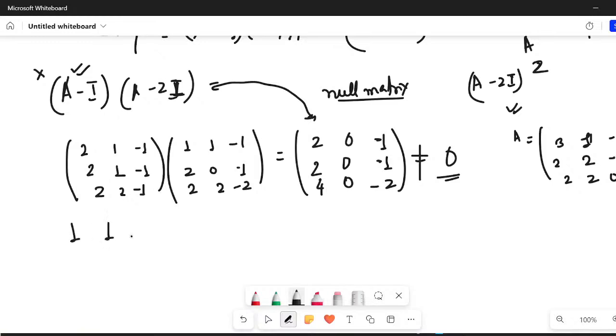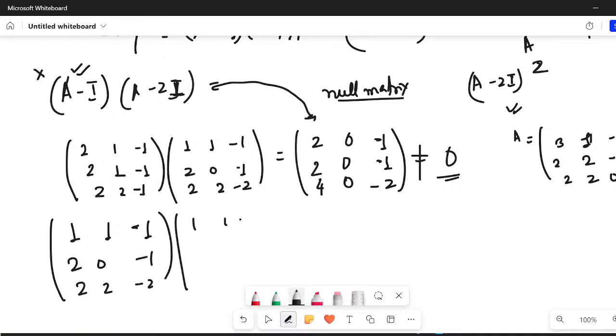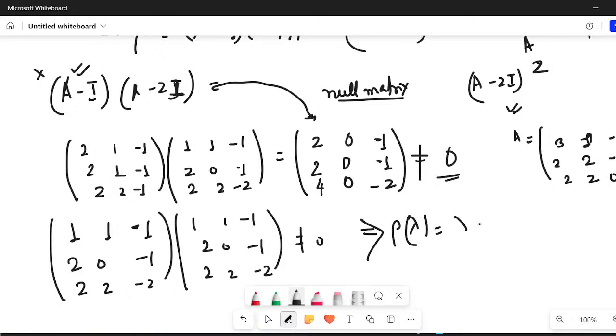Try to find the square of this. I think I'm leaving it to you as a homework. Try to find this. This will also not come as a null matrix. It implies what? It implies that the minimal polynomial would be your characteristic polynomial.